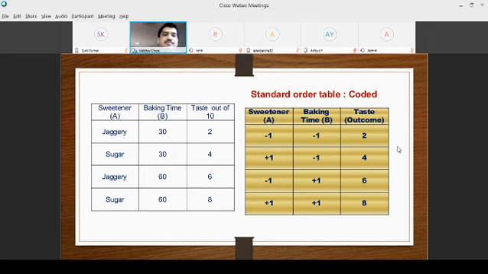So she has performed 4 experiments. How has she performed 4 experiments? Let me explain the standard order table. Here the sweetener column A will be taken as -1, +1, -1, +1. The second column, baking time, will be taken as -1, -1, +1, +1. This is the standard order for the arrangement of the factors and levels.